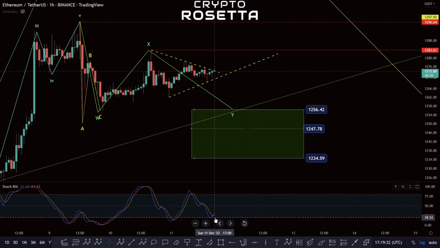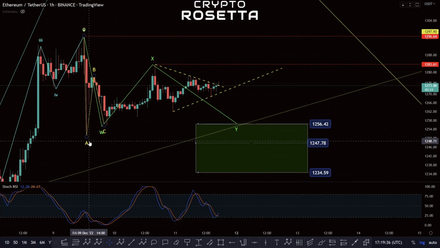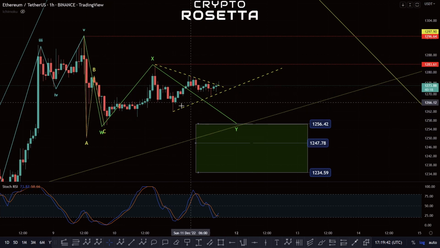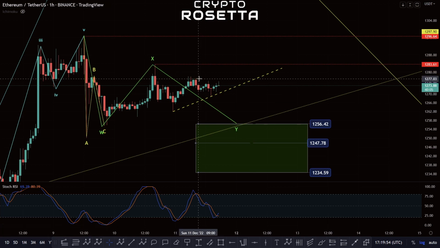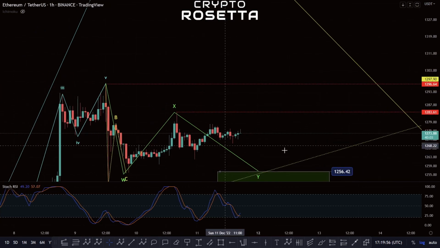But because of the fact the stochastic on the 1 hour is so short, it is also possible that what we just have here is an ABC. We could not be finished with this move, and actually what we have is a smaller B wave in a smaller triangle in here, and we're going to look to be A and break to the upside. So it would be A, B, and a C wave to the upside here. So that's one thing I'm keeping an eye on.